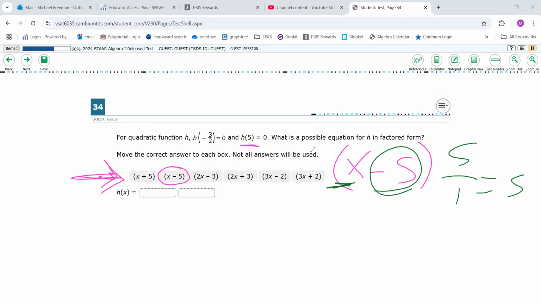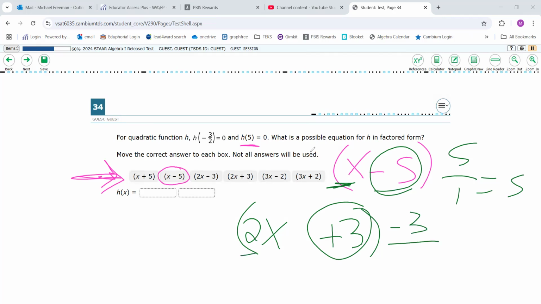But if it's negative 3 halves, well, it's negative, so I know it's going to have to be plus, right? And then it's always our constant divided by our coefficient, so the opposite is negative 3 over 2. Well, that's what I want, negative 3 halves. So it should be 2x plus 3. So we drag and drop these down into these blanks, x minus 5 and 2x plus 3.